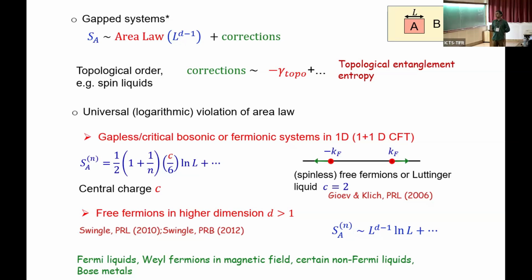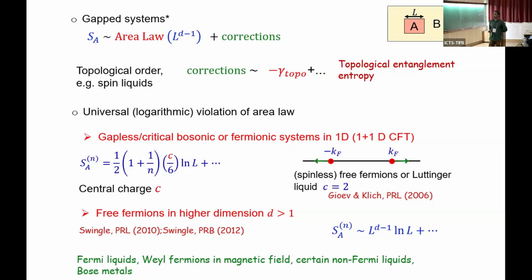So there are other examples, some specific examples, like Weyl fermions in a magnetic field in higher dimensions and certain kinds of non-Fermi liquid Bose metals. People have argued that they give this violation. Okay, but this is not very common in higher dimensions. So in higher dimensions, typical gapless systems will give you an area law for the ground state, unlike fermions, like bosonic systems, spin systems.